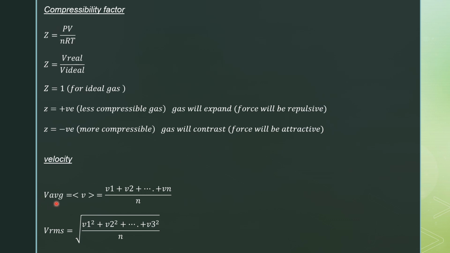Then we come to the velocity. First of all, V average. V average can be written as V1 plus V2 plus V3 up to Vn, whole divided by n. Then Vrms, that is the root mean square velocity, is equal to the square root of V1 square plus V2 square plus V3 square up to Vn square, whole divided by n.